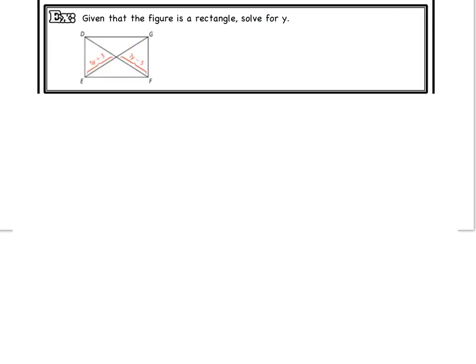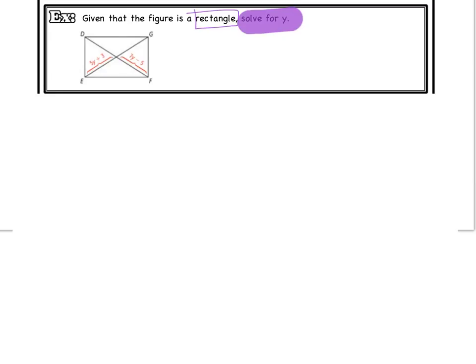Alright, so in this one it says, given that the figure is a rectangle, solve for y. So the first question is, what is my task? And my task is to solve for y. And then, what shape? So we're talking about a rectangle. All right, what info is given? So when I look at this, I see that we're talking about pieces of a rectangle's diagonals. So what do I know about the diagonals of a rectangle?